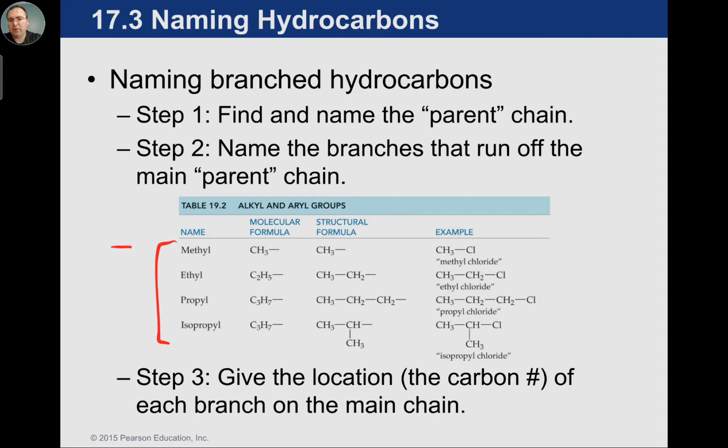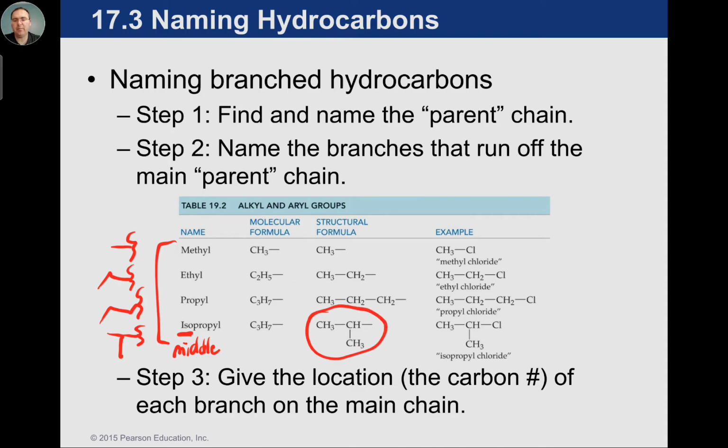Meth is just one branch attached to many. Eth is 2 attached to many. Prop is 3 attached to many. But what's unique about isopropyl is it's 3 attached in the middle. So it's almost like the word iso for us means middle. So look for iso to be the middle of 3 carbons attached to a longer chain, just like we see it here. And it shows up a few times.